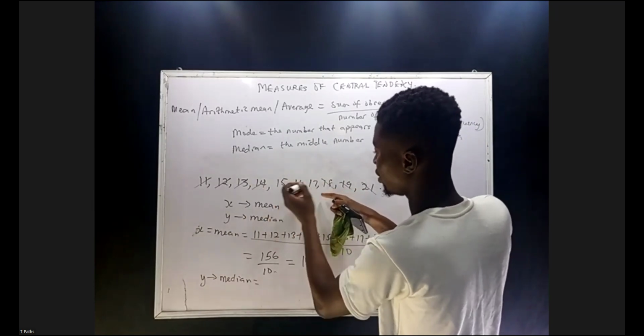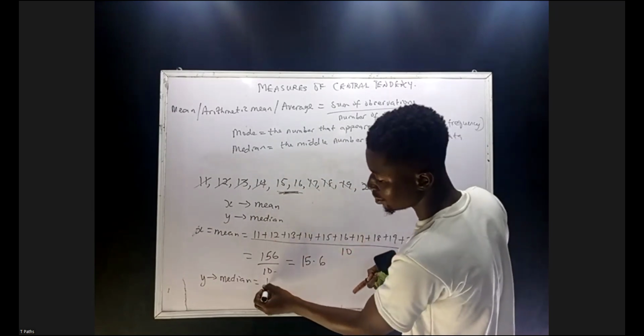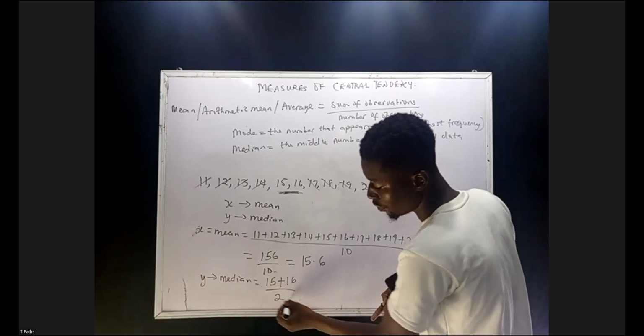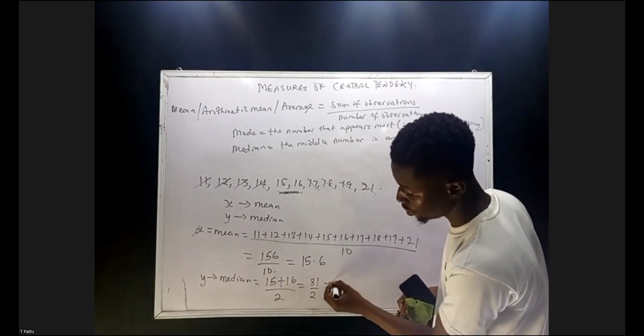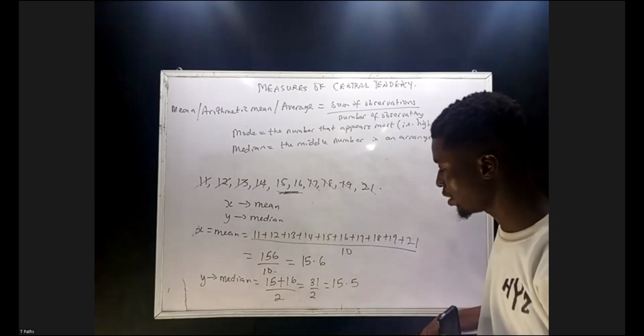So what's the middle number in this case? You can see we end up with two numbers, right? So my median is simply 15 plus 16 over 2. So I have 31 divided by 2, which is 15.5. That should give me 15.5.